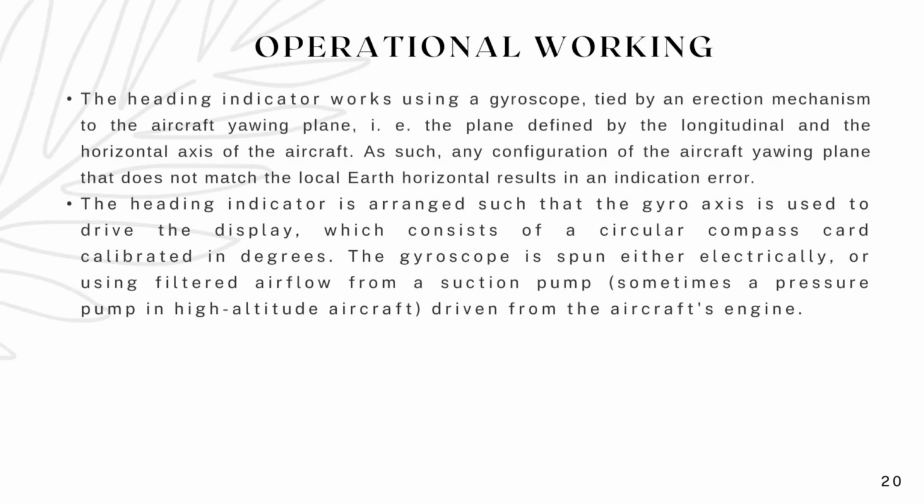Operational working. The heading indicator works using a gyroscope tied by an erection mechanism to the aircraft yawing plane, that is, the plane defined by the longitudinal and horizontal axes of the aircraft. As such, any configuration of the aircraft yawing plane that does not match the local Earth horizontal results in an indication in error. The heading indicator is arranged such that the gyro axis is used to drive the display, which consists of a circular compass card calibrated in degrees. The gyroscope is spun either electrically or using filtered airflow from a suction pump, sometimes a pressure pump in high altitude aircraft, driven from the aircraft's engine.